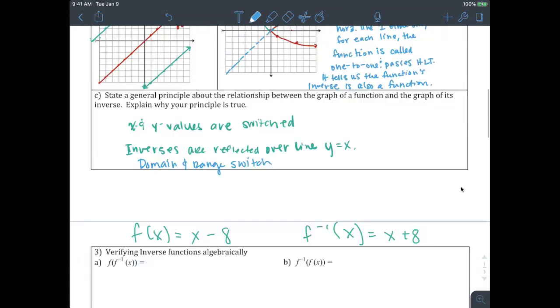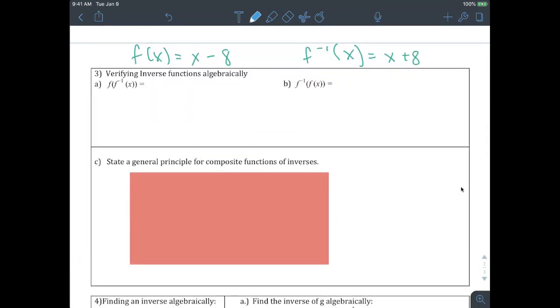Okay, on to composition. So we talked about this yesterday. In order to prove algebraically if two functions are inverses, we just compose them. So we're going to take f of x and compose it with f inverse of x. So let's go ahead and start there. We're going to do f of x plus 8. Okay, we're going to plug it into our original here. So x minus 8, we're going to replace x with x plus 8, and that gives us x.